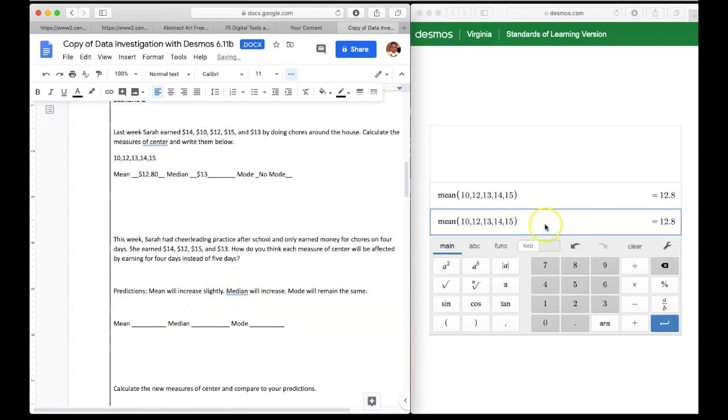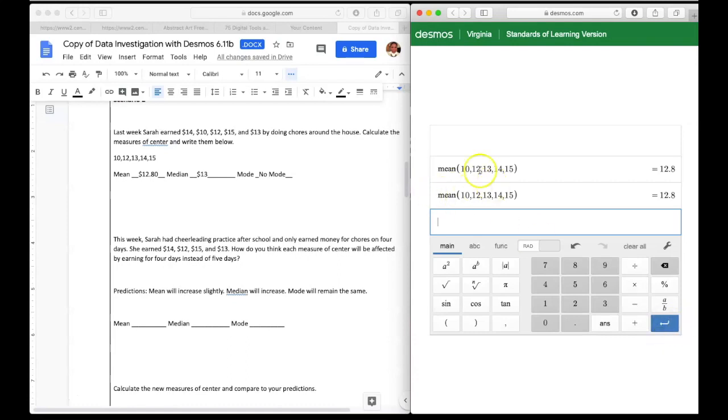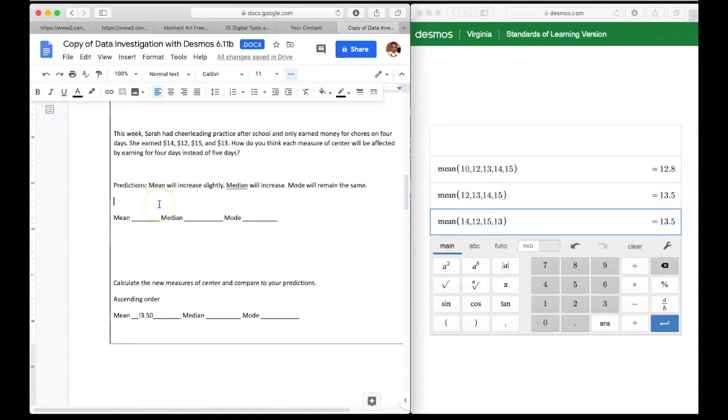mean. So let's go ahead and find our mean. And remember, we can do it two ways, and I'm going to do it both ways. Here's my original. I'm taking out the $10. I'm going to take that out, and I placed us looking at it from our prediction. So let's make our prediction first. I said the mean will increase slightly, and the median will increase. All right. And the mode will remain the same.